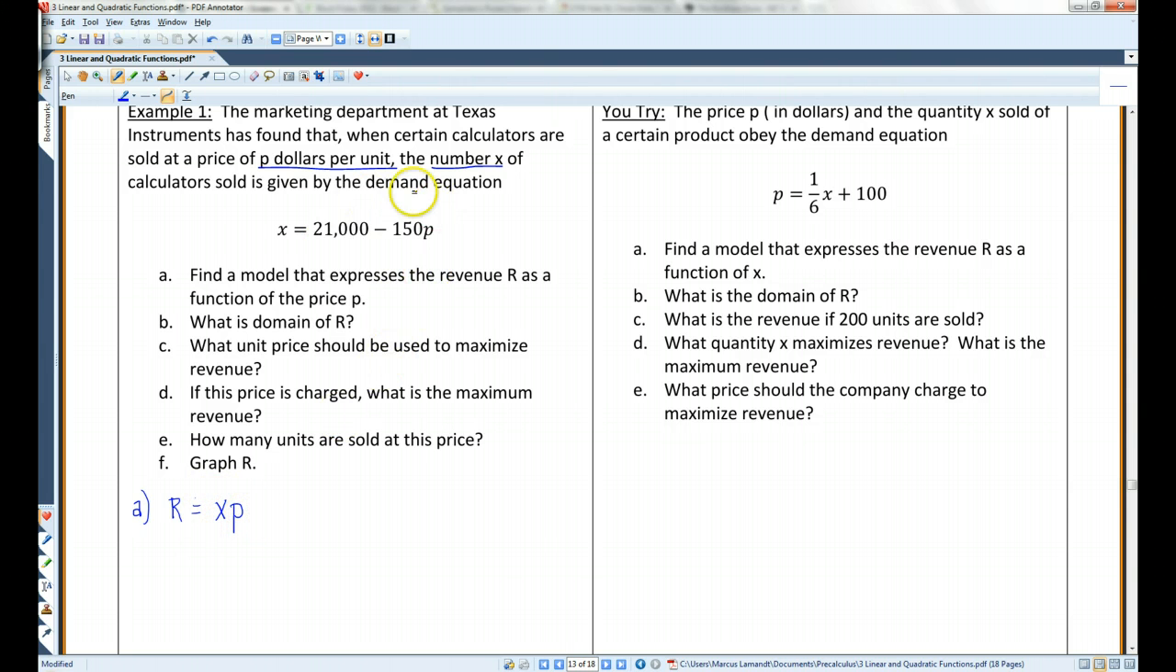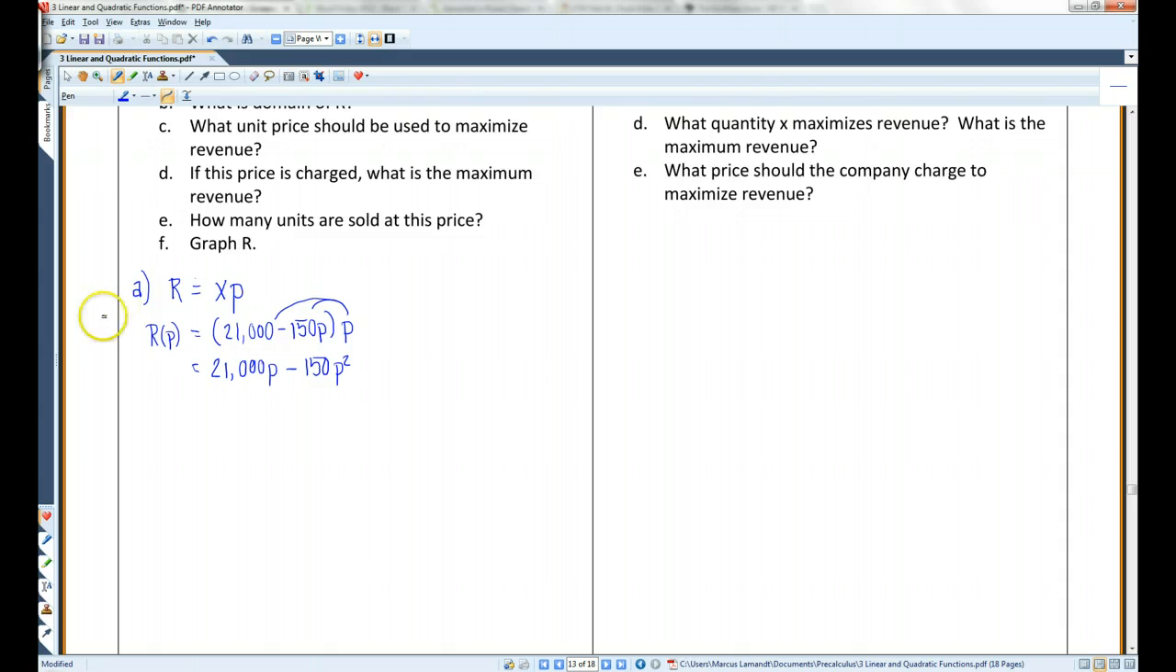Now we know that X equals 21,000 minus 150P. So I'm going to plug that in for X to get everything in terms of P. Okay, so now I have an equation in terms of P. I can distribute the P if I want to. There we go. So here is my equation in terms of P.